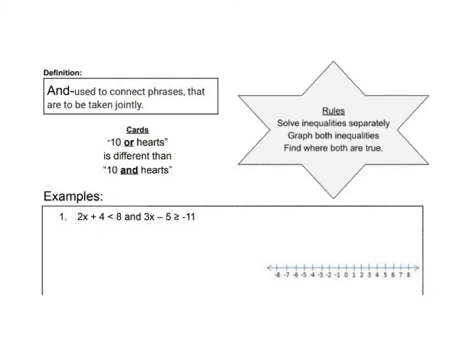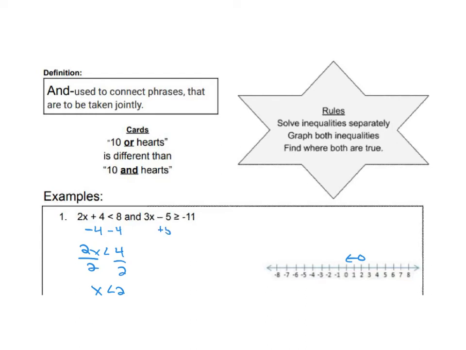The second type of problem we're going to look at today is our and statements. Remember, this is something that has to be happening at the same time. It needs to be this and that. So now we're going to be solving our inequalities separately, graphing them, but now we need to figure out where they're both true. Start with solving. We subtract 4 from both sides. 2x is less than 4. Divide by 2. The first part of this is going to be x is less than 2. So that's going to be going this direction.